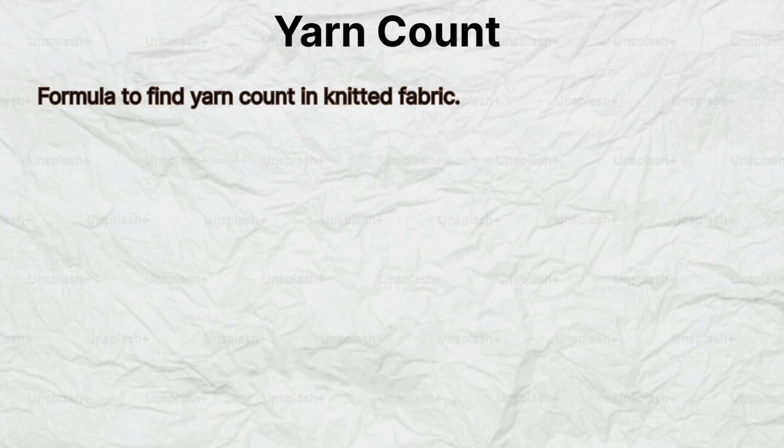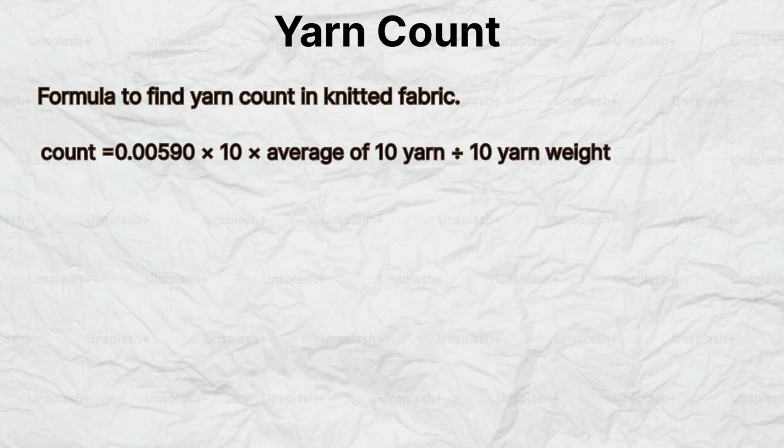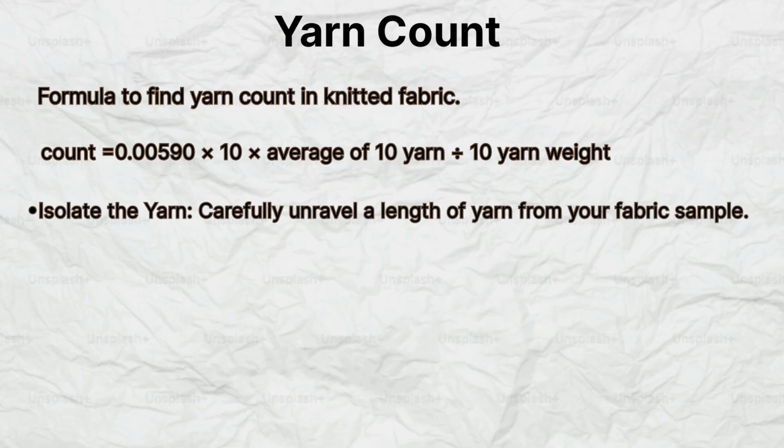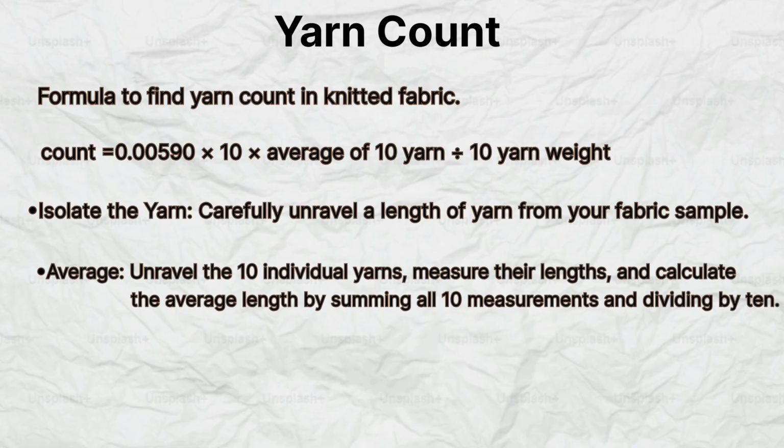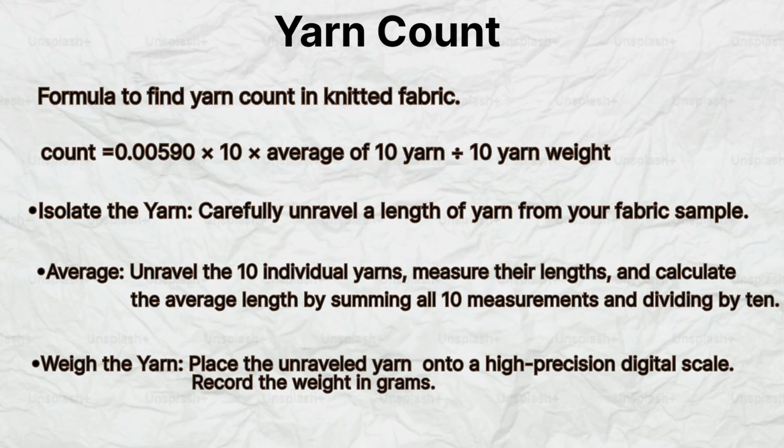So here is the formula: 0.00590 into 10 into average of 10 yarn, and then divide this value by the 10 yarn weight. To begin, we need a sample that has been accurately cut with even edges. You just need to unravel the 10 courses of the sample and then weigh it using a weighing machine. The purpose of unraveling the 10 yarns is that it gives us a more accurate result. And the value 0.00590 is a constant value.